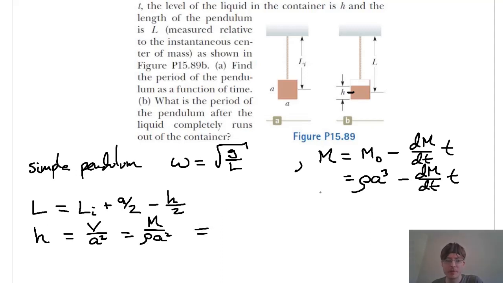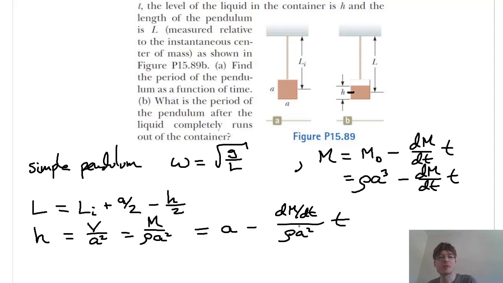So I plug in m. Notice the initial mass part partially cancels out and leaves me with a minus dm/dt, the rate, divided by rho a squared times time. This is just telling me that the height of the liquid starts at a and it decreases from there. Now I just have precisely the expression for how it changes. Now I know how the height changes, and I can plug that back into the L value that I need.